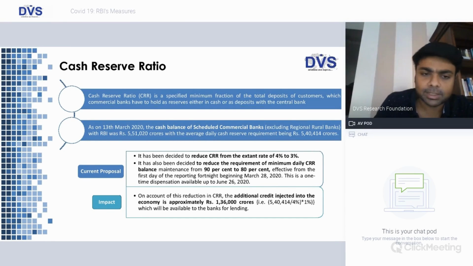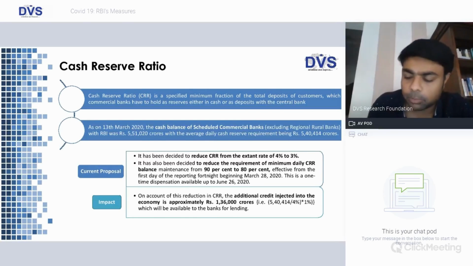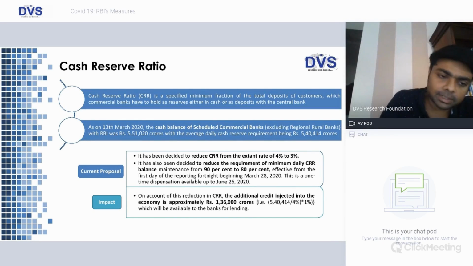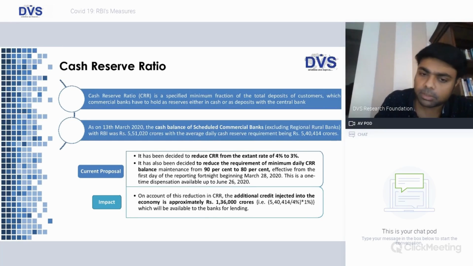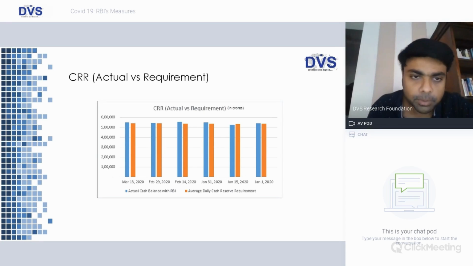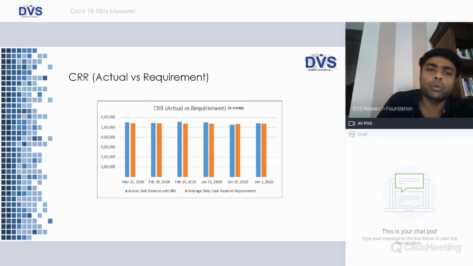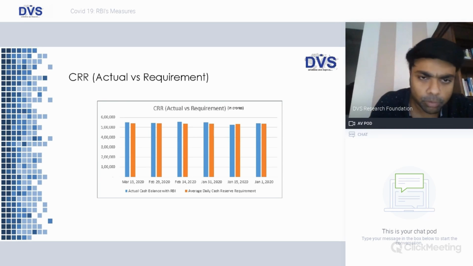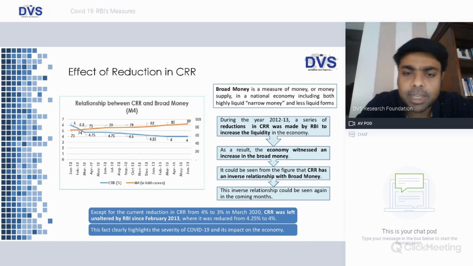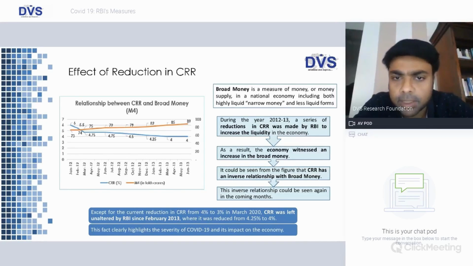So this excess 1.36 lakh crore is going to come into the market, and that's straight liquidity, apart from that 25,000 crores. The fact that these institutions have bid for 61,000 crores even after this CRR reduction also states that there is capacity to absorb this 1.36 lakh crores as well. And if you notice historically, the actual balance vis-a-vis the average cash reserve requirement, these two have more or less been equal throughout. Now, what is the effect of reduction in CRR?